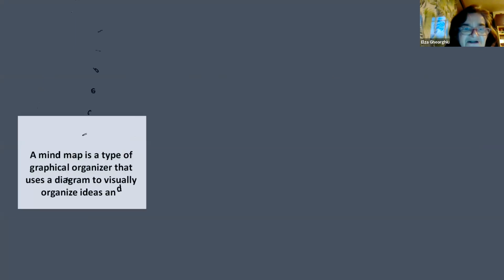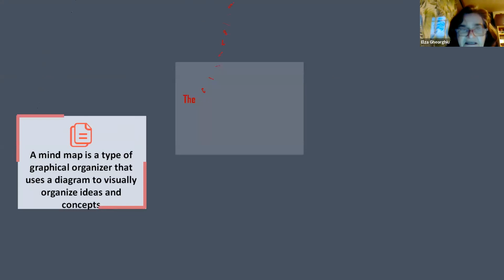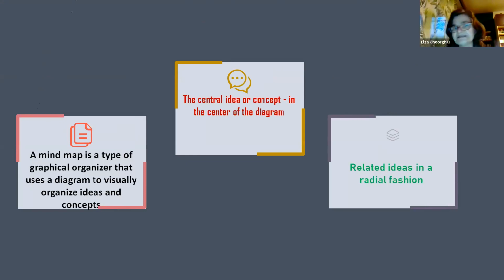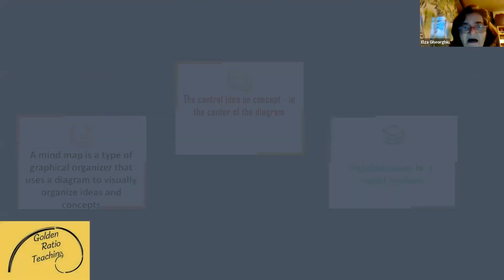Okay, very quickly. The definition is here. The keyword is a graphical organizer. And what makes a mind map? The central idea, which is in the middle, and the related ideas which are displayed around the main idea. Okay, so let's move on to the next slide.